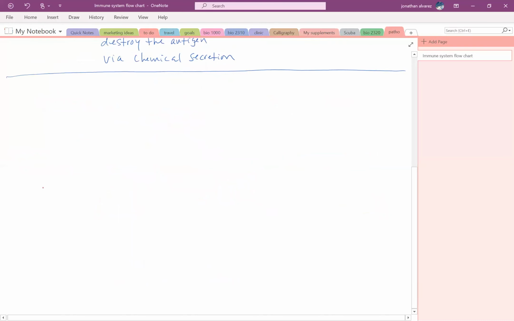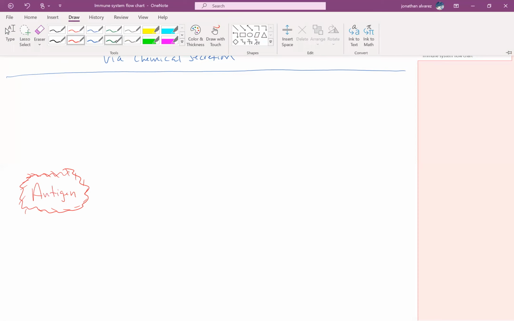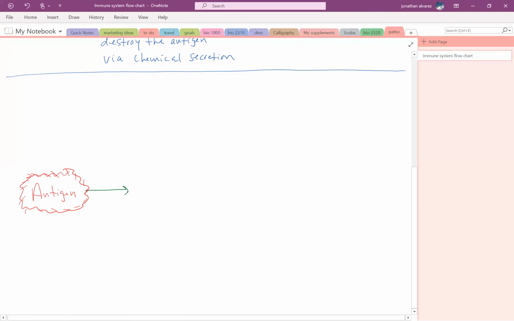All right, so here's our antigen. That's trying to denote the presence of an antigen. The presence of the antigen causes an immune response, and this is going to go a couple different directions.